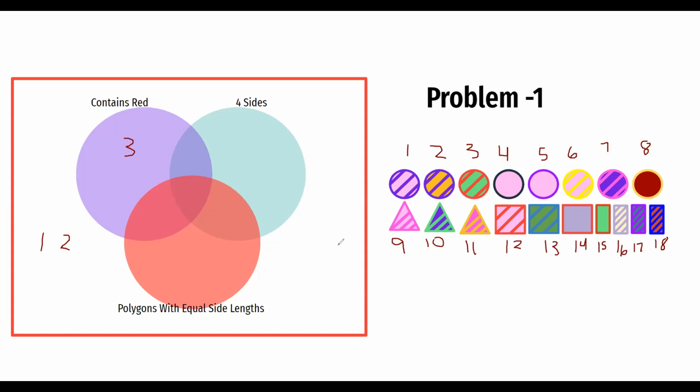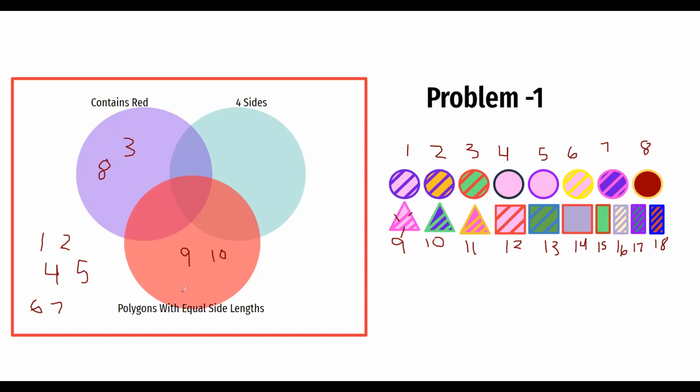4, nothing. 5, also nothing. 6, also nothing. Okay, these are kind of sad. 7, sorry. 8, yay, it has red. All right, 9 does not have 4 sides, but it is a polygon with equal side lengths. We're just gonna assume these are equal, so it goes right here. 10 does not have 4 sides, does not have red, but it does have equal side lengths.